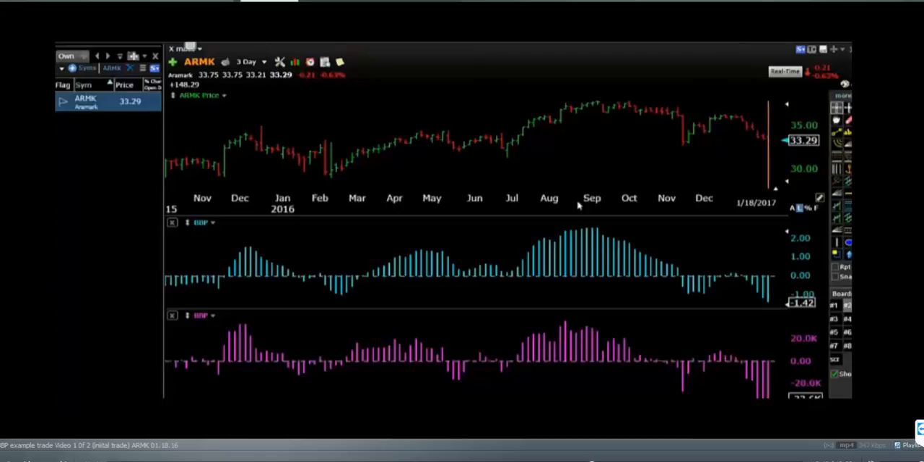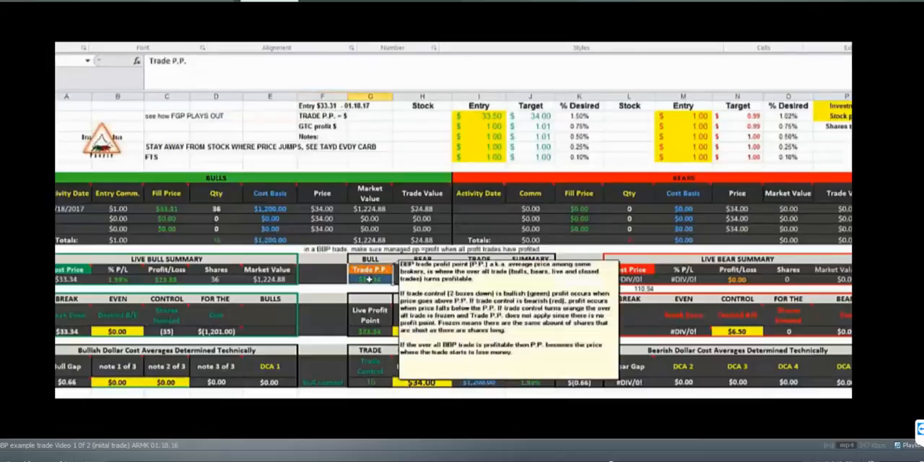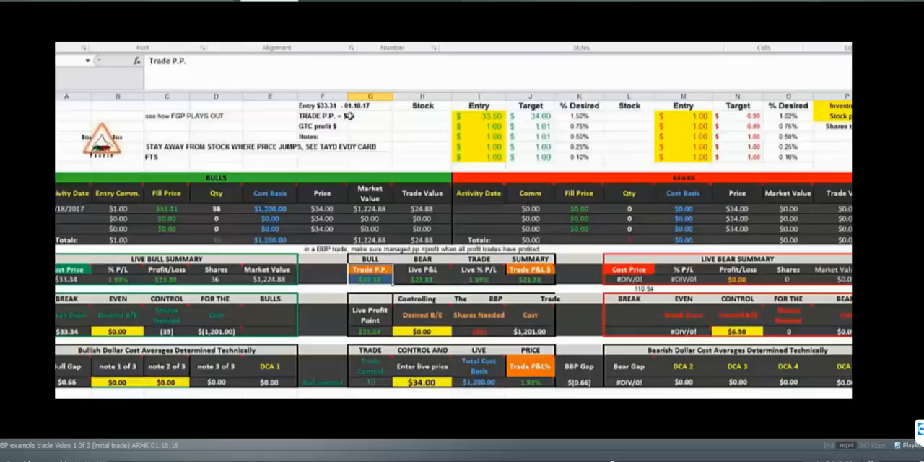Then what we'll do is enter in our data from our template here, so that we can collect all the data. We're going to enter it in right now, and we're going to put that on our platform. So our entry price is going to be $33.31, and this was done on the 18th of January. And our trade PP is our profit point, and our profit point is right here, $33.34.